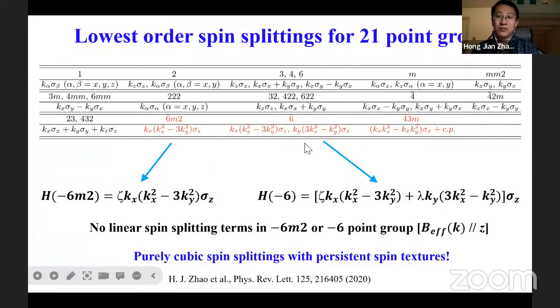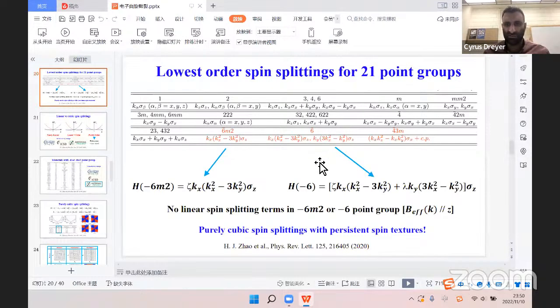Yeah, in these two groups, no linear coupling is allowed by symmetry. So typically the lowest order coupling is the cubic one. In other cases, the lowest order coupling is linear, but there can exist some cubic terms. But the cubic one appears as a higher order perturbation than the linear one, so usually at small k, the cubic one can be thrown away. Here, because there is no linear spin splitting, the cubic one is the lowest order term in k. But there are material examples of these linear couplings.